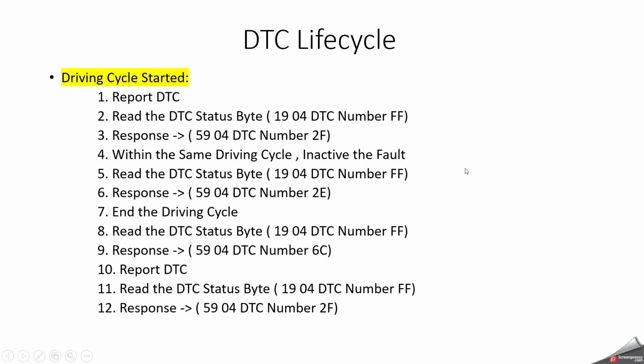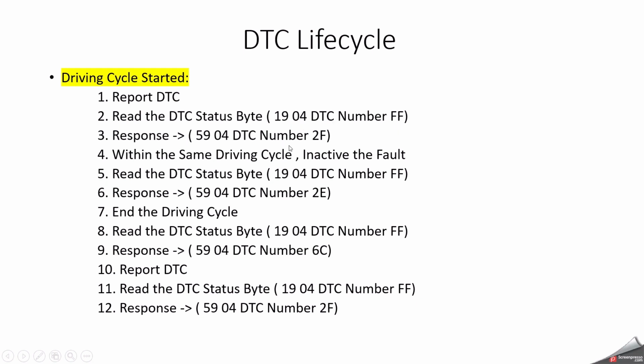This is one simple example I have taken. I have configured a DTC with one DEM event, because the DTC will be associated with the DEM event. I have selected the debounce monitor internal, but I am not doing anything with the aging. First I flashed my hex, then I am reporting a DTC. Reporting a DTC means I am sending an argument with the event ID, and I am saying that the DTC is failed. Then I am immediately reading the DTC status byte with 1904 DTC number FF.